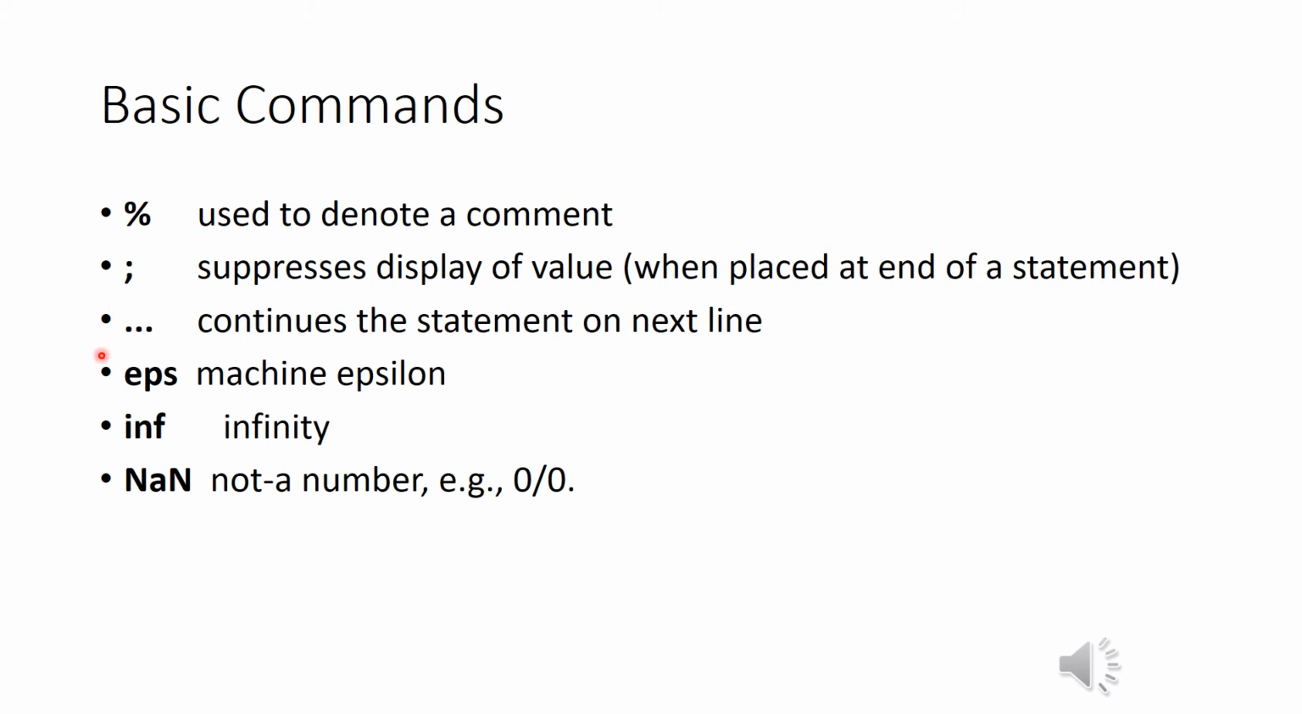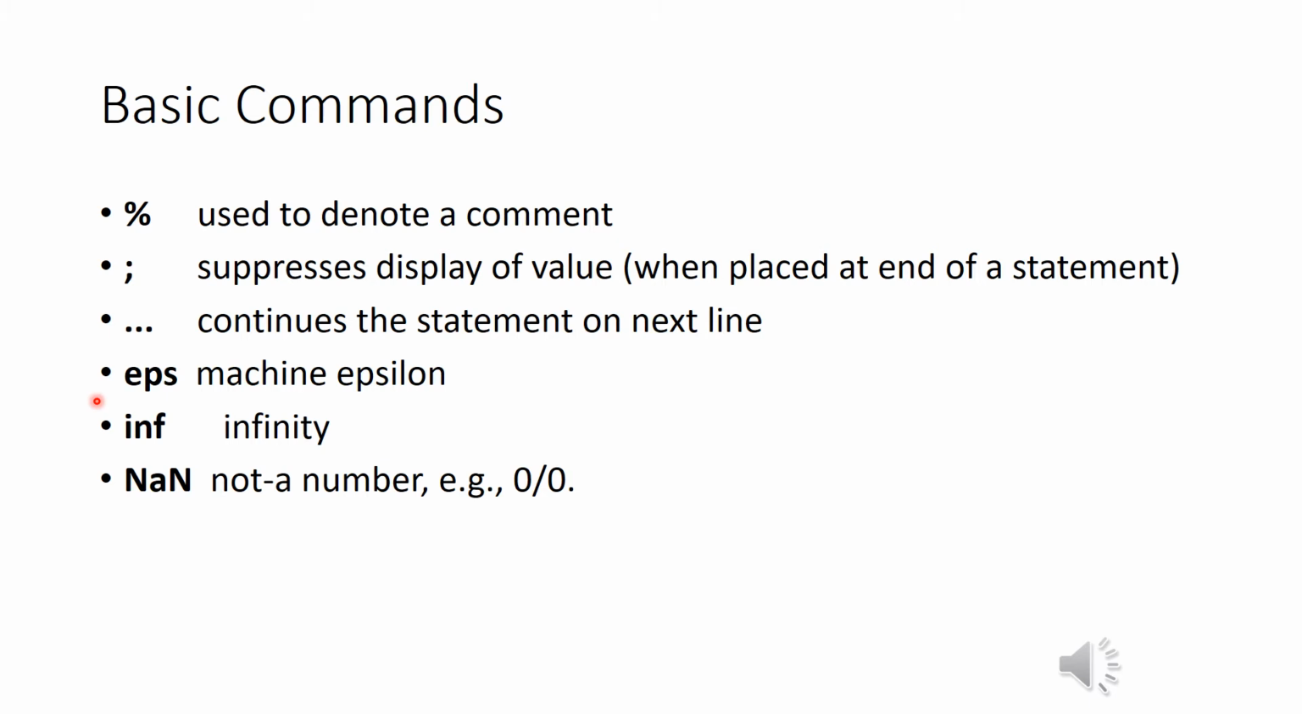We can use three dots for the continuation of a statement. Like if you're writing in a line, and you think that this line is enough now, and you want to continue writing on the next line, you place three dots, and then you continue writing the same statement in the next line.